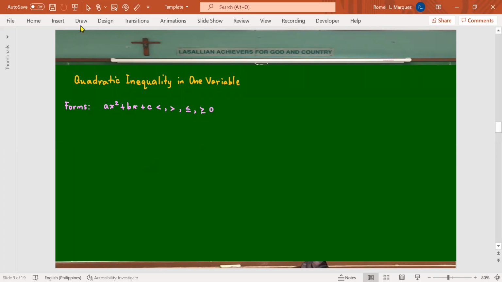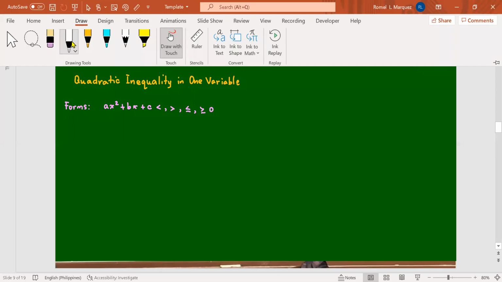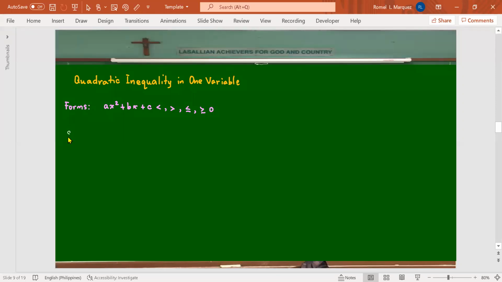Okay? So let's do that. Let's say you are asked to solve or determine the solution set. The solution set, you can express in set notation or interval notation. Number 1.